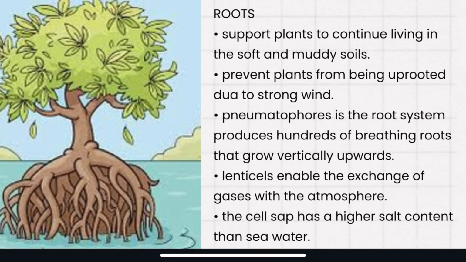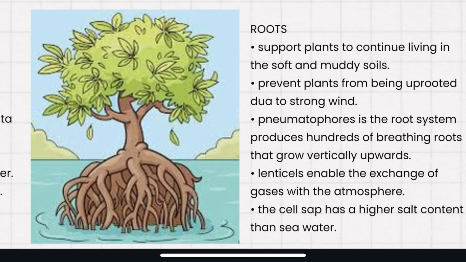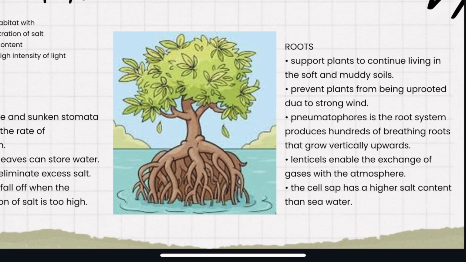Next, for roots. The function of roots is to support plants to continue living in the soft and muddy soils. Next, it will prevent the plant from being uprooted due to strong wind. Pneumatophores is the root system that produces hundreds of breathing roots that grow vertically upright. Lenticels enable the exchange of gases with the atmosphere. The cell sap has a higher salt content than the seawater.